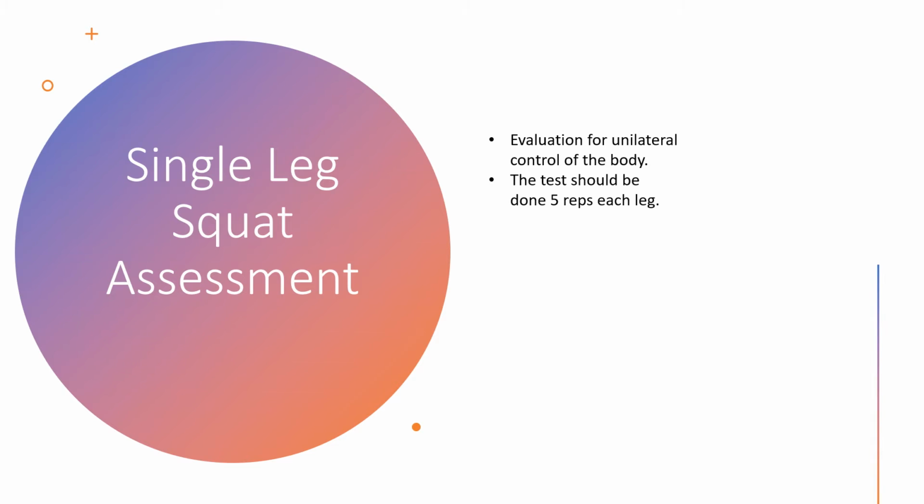So for this one, we're going to evaluate unilateral body control because it's only going to be single leg. You're going to squat almost as if you're doing a pistol squat. You're going to go about 3 to 5 reps. If it's absolutely atrocious, as always, stop before they hurt themselves.